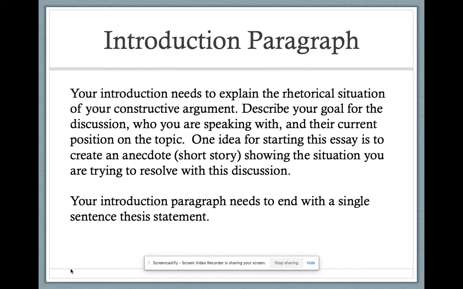Briefly, I want to cover what the individual parts of the essay will look like. You're going to start out with an introduction paragraph. It's going to explain the rhetorical situation, which means you're going to describe your goal for the discussion, your audience, their current position on that topic. And one way to do this in an interesting way is to write an anecdote or a short story showing the situation you're trying to resolve with this discussion. Then your introduction paragraph needs to end with a single sentence thesis statement.